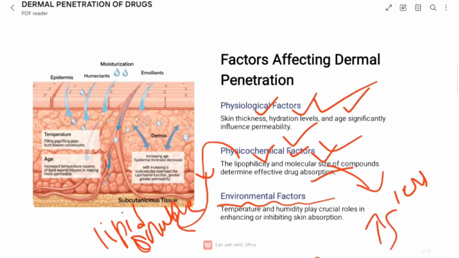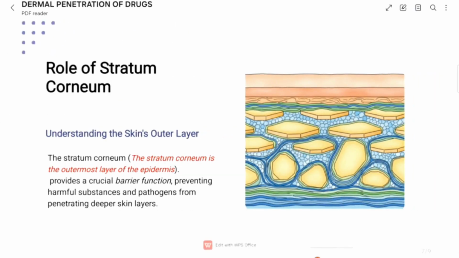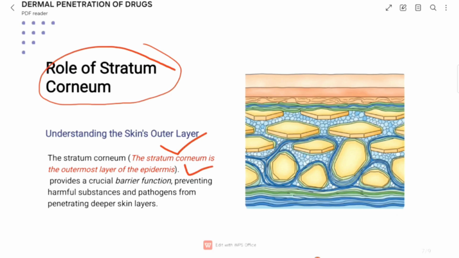Then environmental factors, like temperature and humidity, also play an important role in penetration of the drug. Then the role of the stratum corneum. The stratum corneum is the uppermost or outermost layer of the epidermis. It mainly provides a barrier and prevents the inner components of the skin from harmful substances and pathogens. Similarly, it also creates a barrier for the absorption or movement of the drug into the skin.